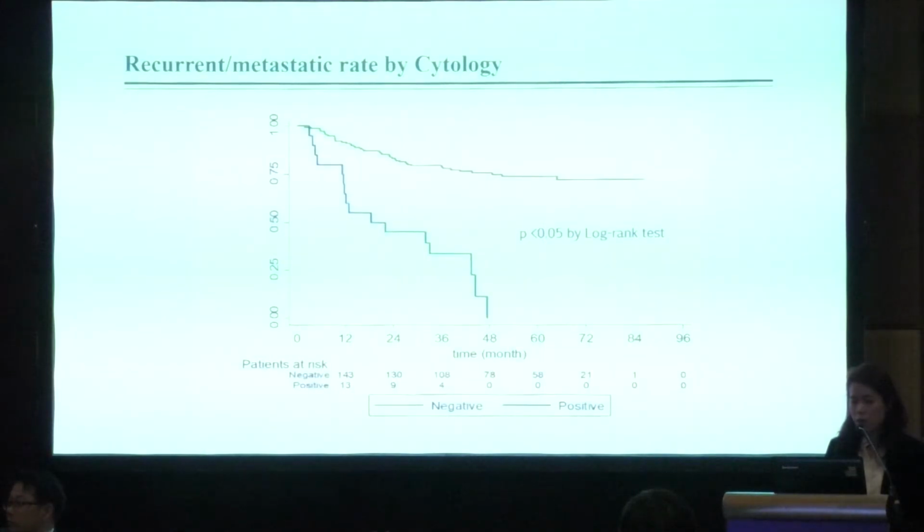This slide is a graph of recurrent or metastatic rate by cytology. The green line in this graph is patients with negative PLC and the blue line is patients with positive PLC. As you can see, patients with positive intraoperative pleural lavage cytology have a significantly higher recurrent or metastatic rate.